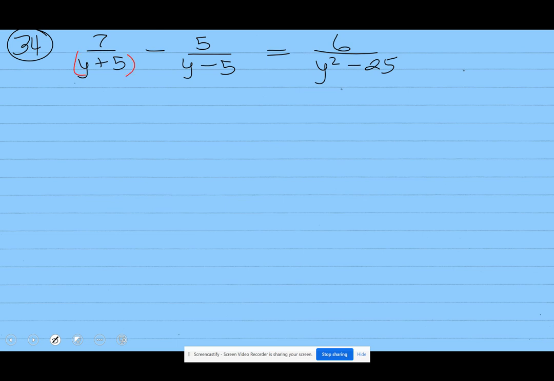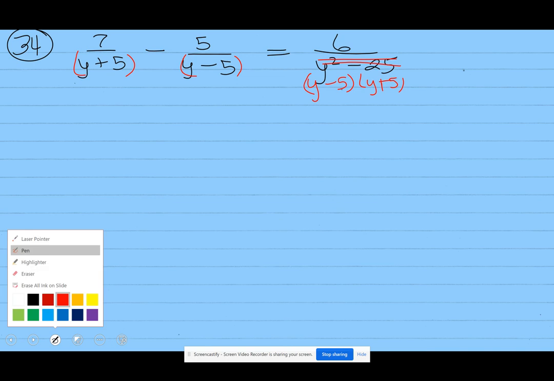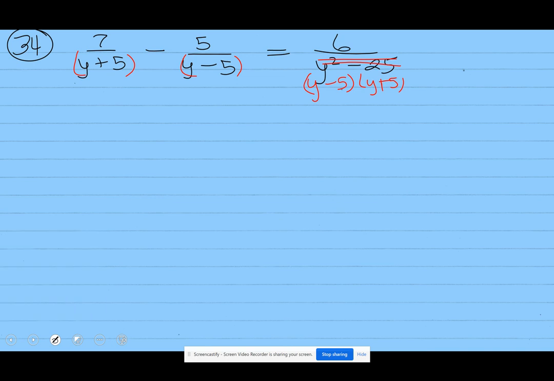All right, this one does not factor. This one does not factor. This one does. That's going to be a y minus 5 and a y plus 5. Again, notice the first thing I do is just factor. All right, now I'm going to force cancel. Go to the most complicated one. The most complicated one is the last one. So if I put a y minus 5 and a y plus 5 on top, it's going to force cancel.